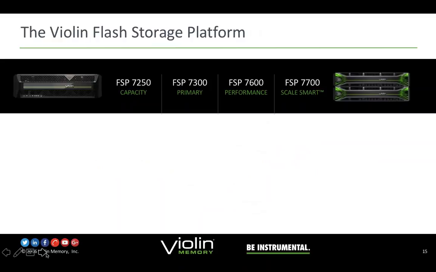And then we have the Flash Storage Platform 7600, which is a performance flagship, which delivers very high IOPS, very low latency, and can take any type of workload that requires instantaneous low latency responses. And then finally, we have the Flash Storage Platform 7700, which is a scale smart product that allows us to scale the architecture in terms of capacity and performance as needed, and allows you to create a solution that will grow as more and more data gets put on and seamlessly add more capacity and support very highly available architectures.